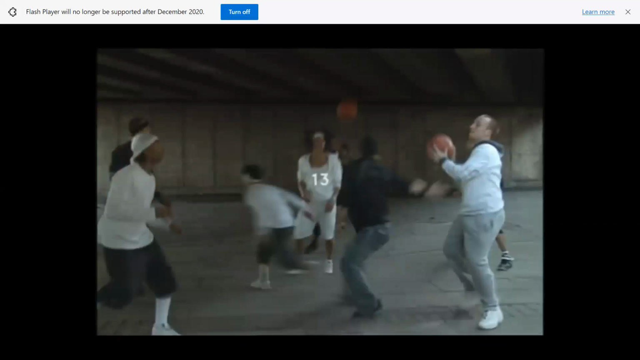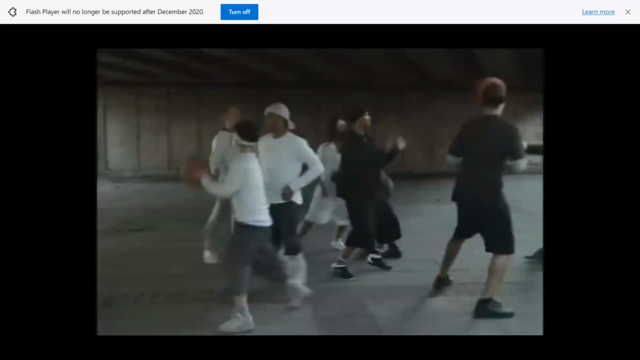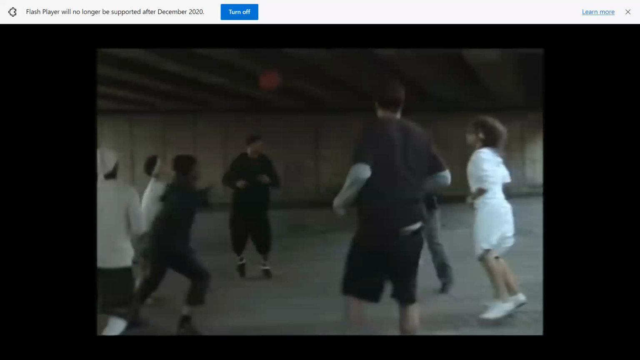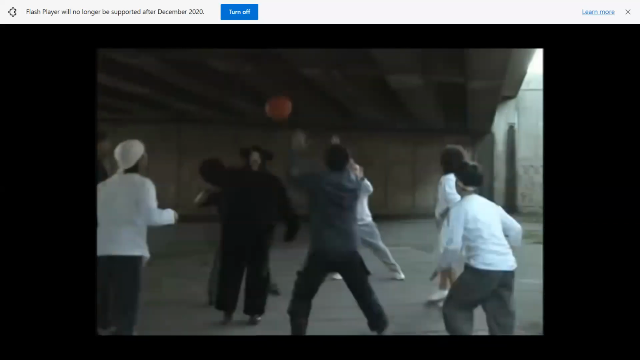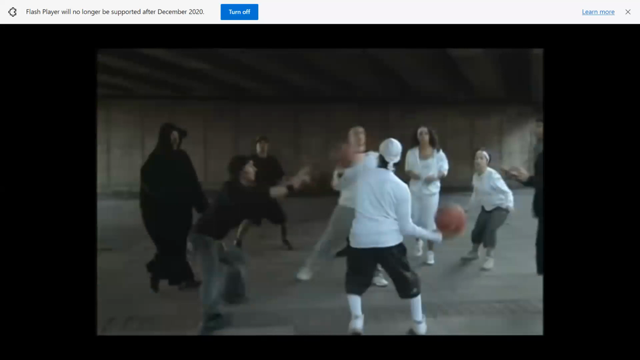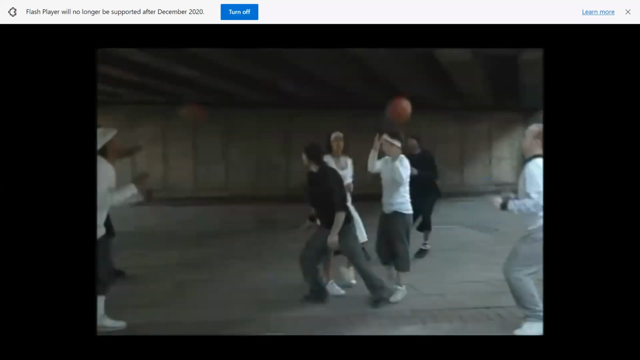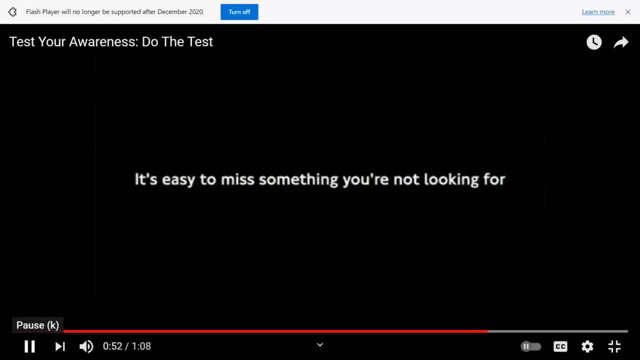The answer is 13. But did you see the moonwalking bear? A lot of people miss that when I show this during live group office hours. Most students are like, oh my gosh, I did not see the moonwalking bear. So the point of this awareness test is it's easy to miss something you're not looking for.